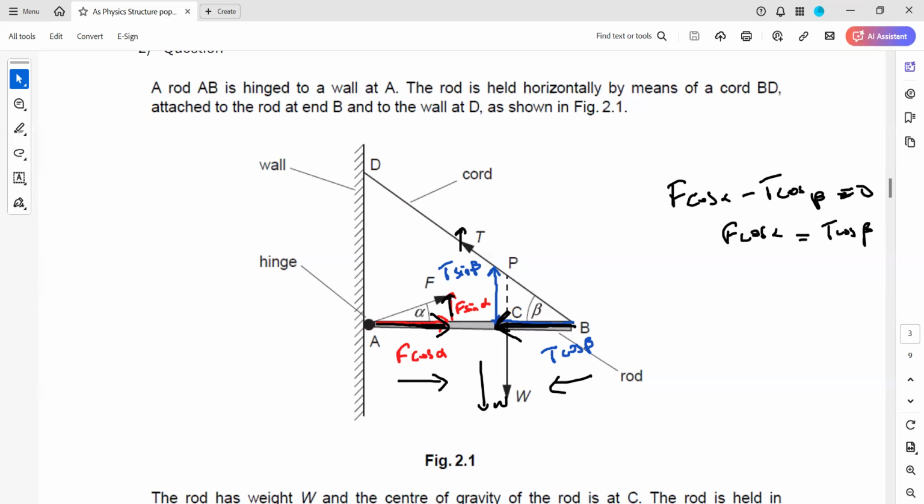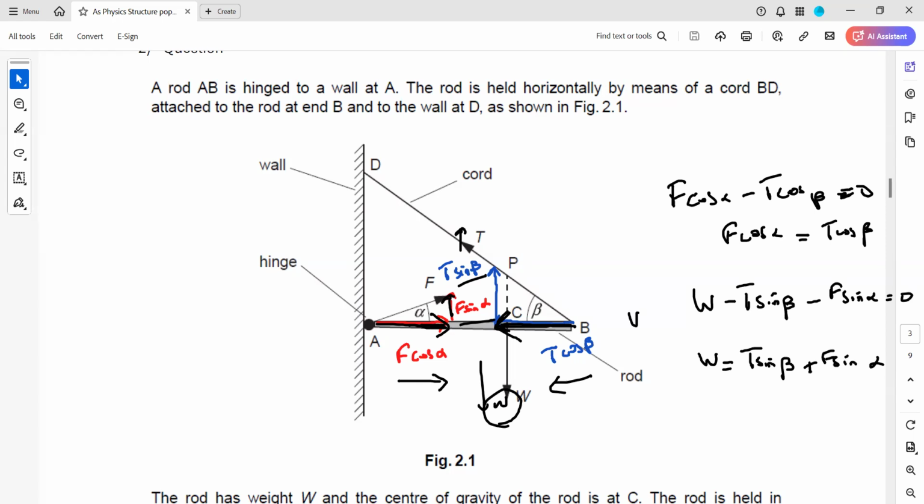Same way, the weight is acting downward and T sine beta and F sine alpha are acting upward. So I can say weight minus T sine beta minus F sine alpha will be 0. Or if I move them to the other side, weight will be equal to T sine beta plus F sine alpha. Is it clear? This was the equation for the vertical plane. This is the equation for the horizontal.